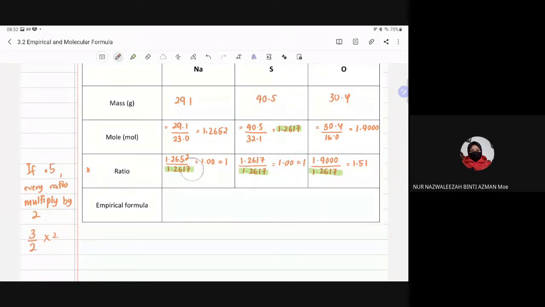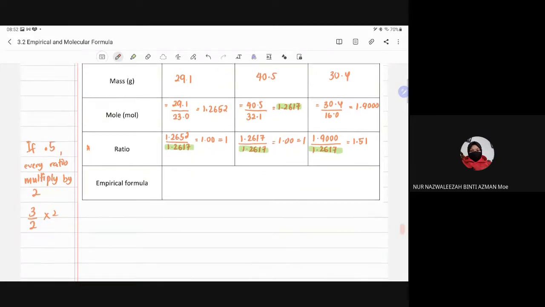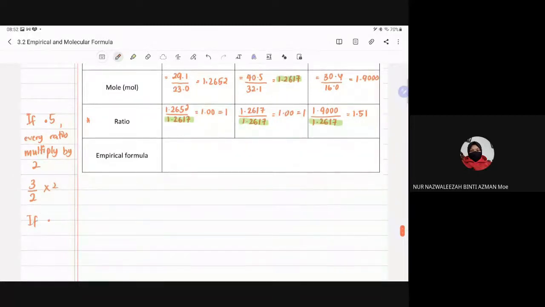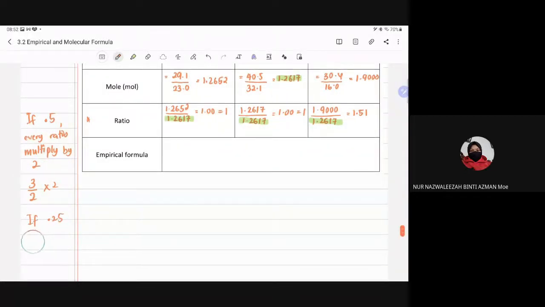So apa-apa ratio yang dalam bentuk pecahan, pecahan yang rational punya ni, rational number, I think if I'm not mistaken it's called rational number, kita darabkan dengan nombor untuk hilangkan bawah. Jadi kalau 0.5, kita kena darab 2. Kalau 0.25, so ini sama dengan X per 4. Jadi kita multiply by 4. So kalau 0.25, kita multiply by 4. Kalau 0.5, kita multiply by 2.